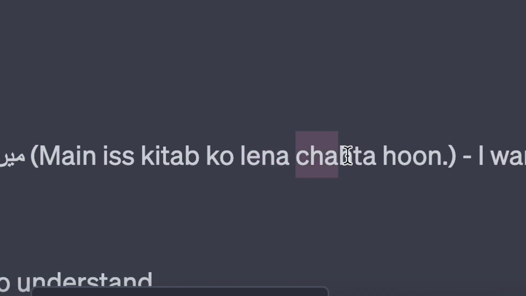चाहना is the verb to want. So this chahna is conjugated in the present simple tense. I want to buy this book. I want to take this book. This sentence actually implies that he wants to buy this book. See, it's he because it's ta. So the ta suffix is usually used for masculine subjects.